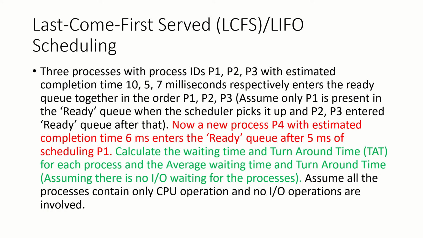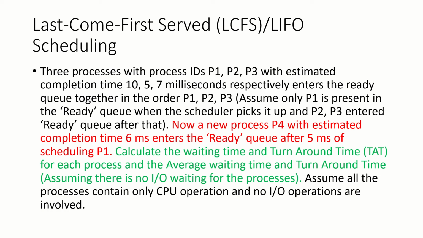Now next we will go to the second part of the question. Now a new process P4 with the estimated completion time 6 milliseconds enters the ready queue after 5 milliseconds of scheduling P1. So when P1 was executing, P4 comes, but at what time? After 5 milliseconds of scheduling the process P1. Now let us focus on what we have to find.